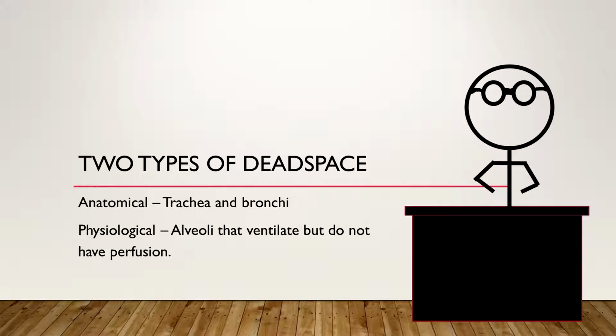First is anatomical dead space, which is air in the bronchus and the upper airways, and physiological dead space that occurs when there's a mismatch between the amount of ventilation relative to the amount of perfusion. This is a high VQ ratio, where there's lots of ventilation but very little perfusion.